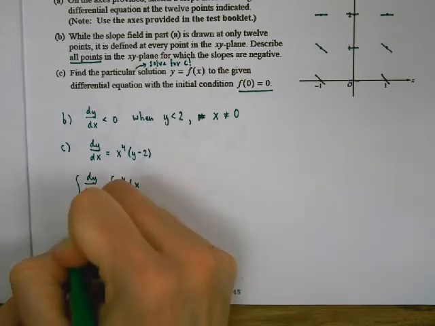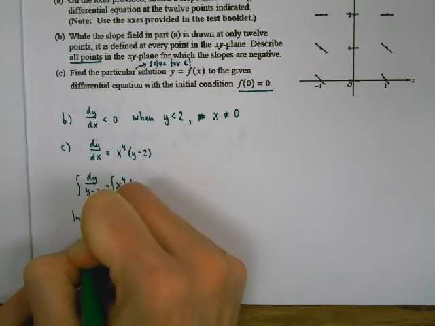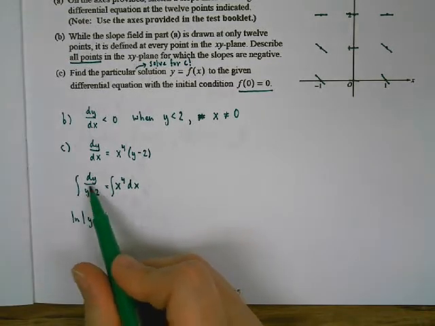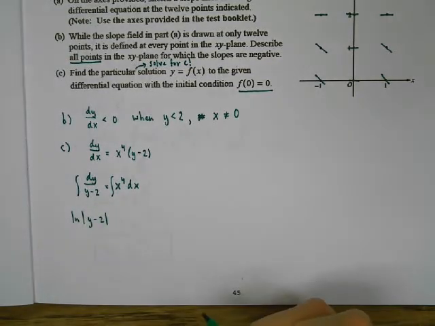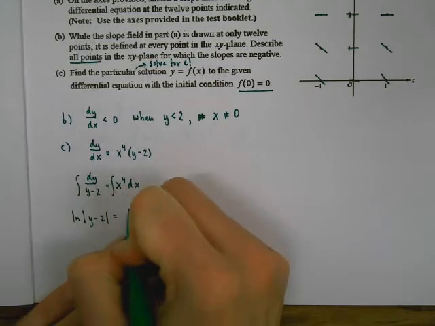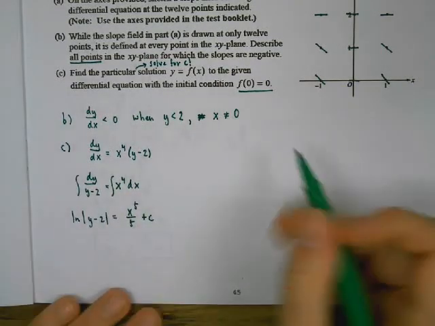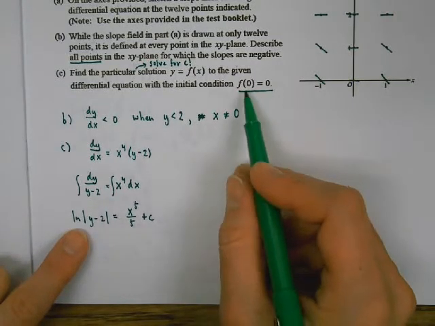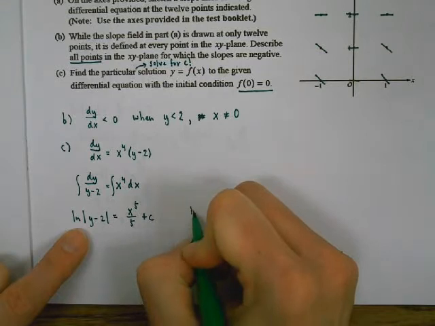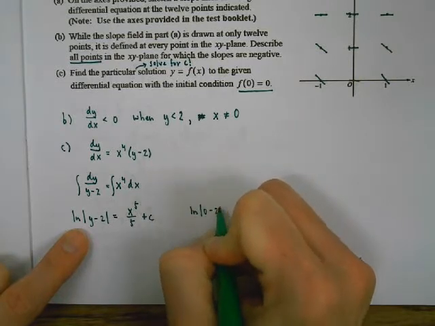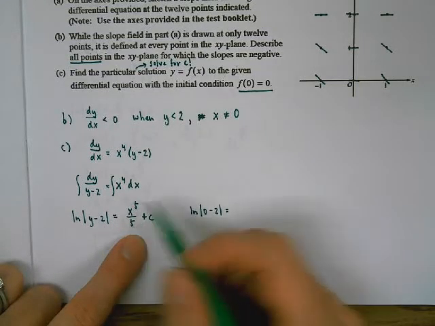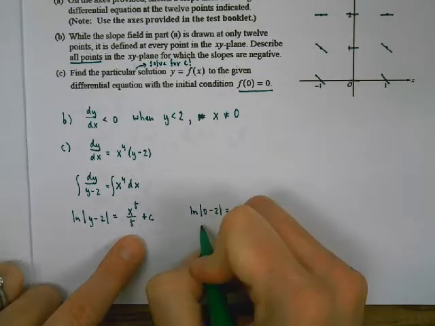So on this side, I'm going to get the natural log of the absolute value of y minus 2. I don't need to worry about chain rule because there's nothing in here that would trigger the chain rule. And that's going to be x to the 5th over 5 plus c. So I'm going to go ahead and use my initial condition, see what's going on here. So f of 0 equals 0. So I've got the natural log of 0 minus 2 equals, well, x is 0, so this term drops out, and that's going to be c.